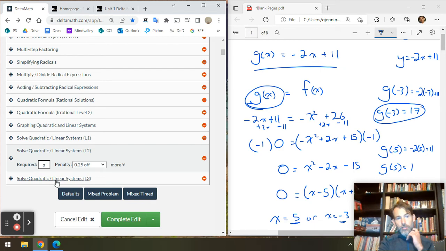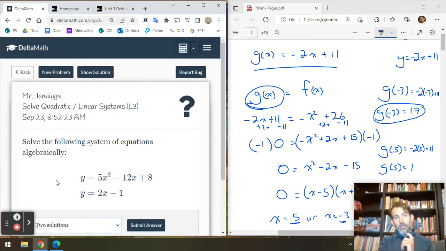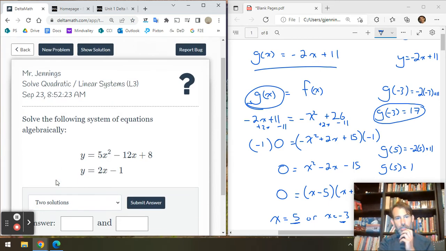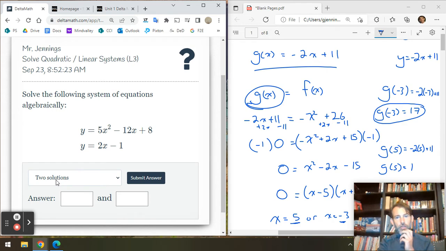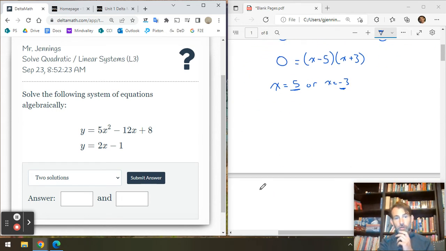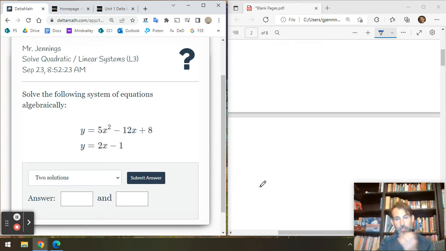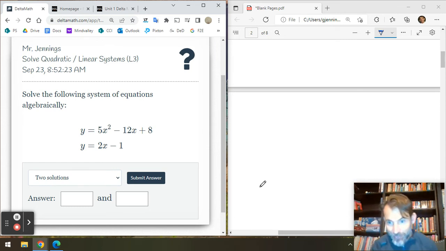Okay, last ones, linear systems, level 3. Okay, why is this harder? I don't know. Let's find out. Maybe we're going to need the quadratic formula. Oh, maybe because it's an a that's not 1. I don't know. All right, so you can visualize these two.